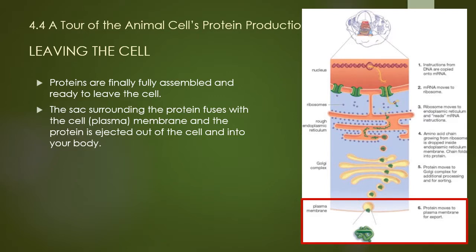The proteins now, when they leave the Golgi apparatus, are finally fully assembled, and they're ready to leave the cell or go wherever they need to go. So the sac that was formed here from the Golgi apparatus membrane will fuse with your cell membrane or your plasma membrane. So that's that outside layer of the cell. So it will fuse with that outside layer of the cell. It will open up, and then it will eject that protein out of the cell and into your body.